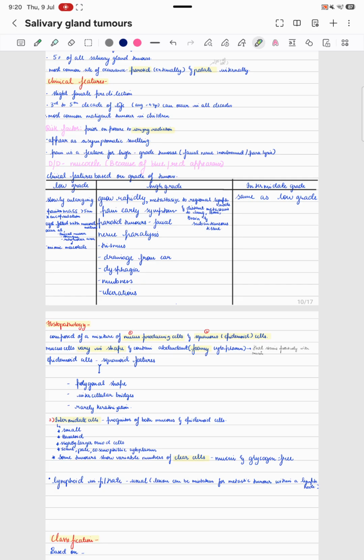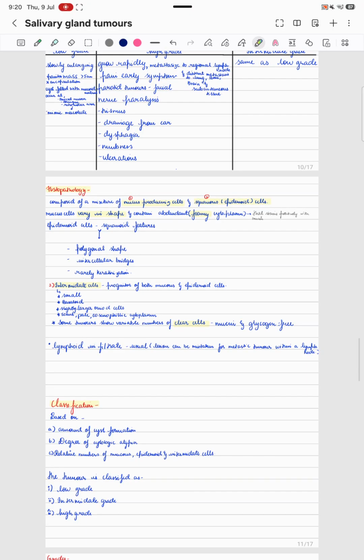Then eventually the clinical features of the high grade: growth is rapid, metastasized to regional lymph nodes, distant metastasis to lungs, bone, brain, subcutaneous tissue. Parotid tumors show facial nerve paralysis, trismus, damage to the ear, drainage from the ear, dysphagia, numbness, ulcerations, all features of your high grade.